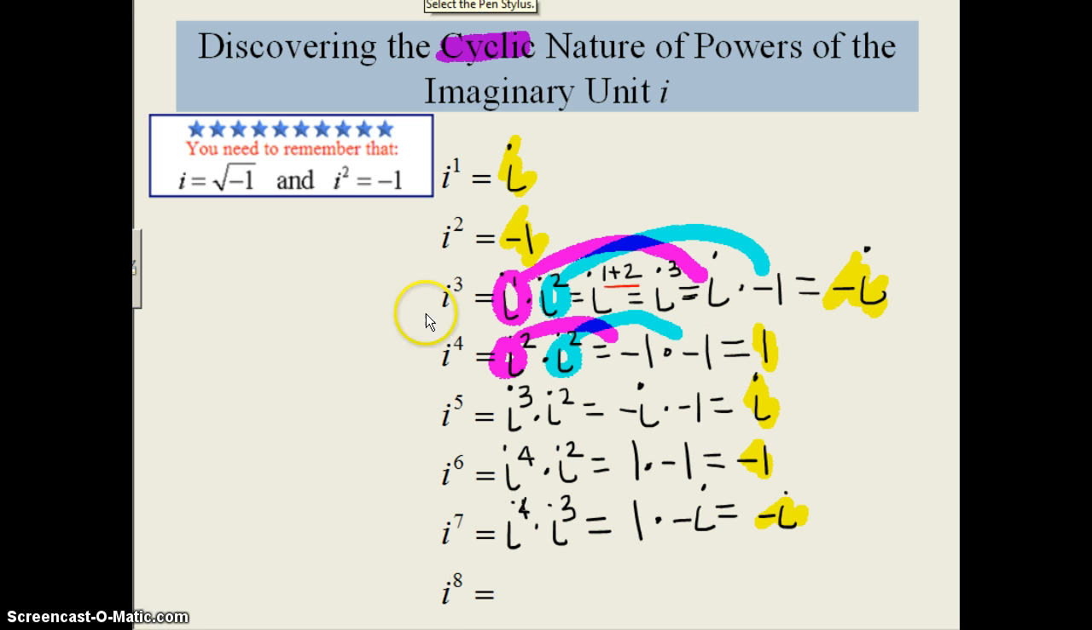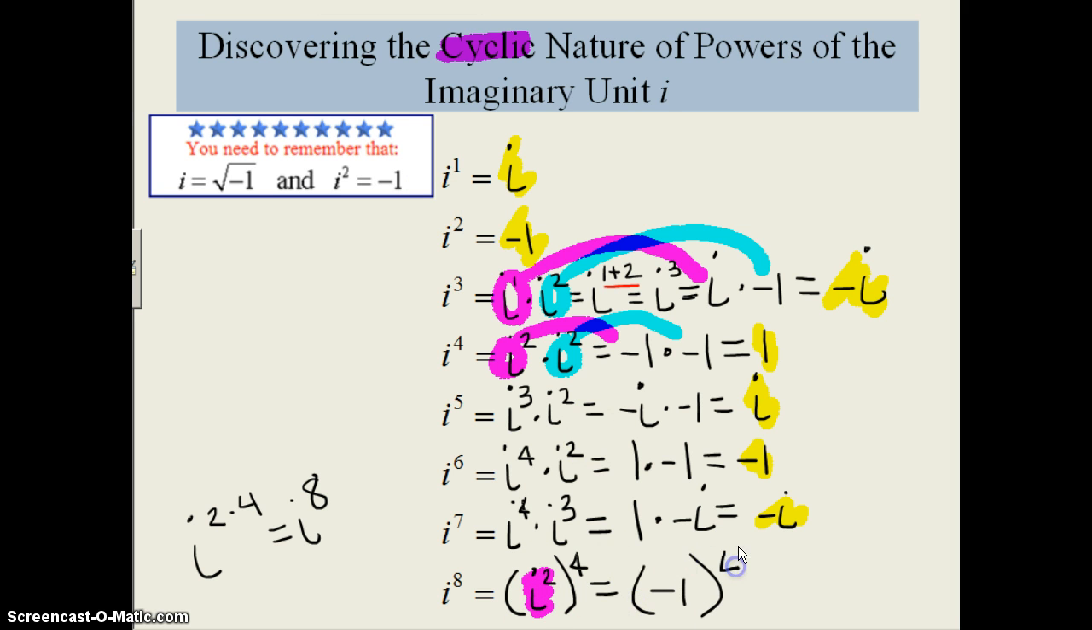And finally, i to the eighth. We can do this by raising a power to a power. If I have i squared raised to the fourth power, that tells me to multiply exponents. So i to the second power raised to the fourth power gives me 8. We know that i squared is -1. So -1 to the fourth power is +1 because 4 gives us an even power. And there's our final answer.